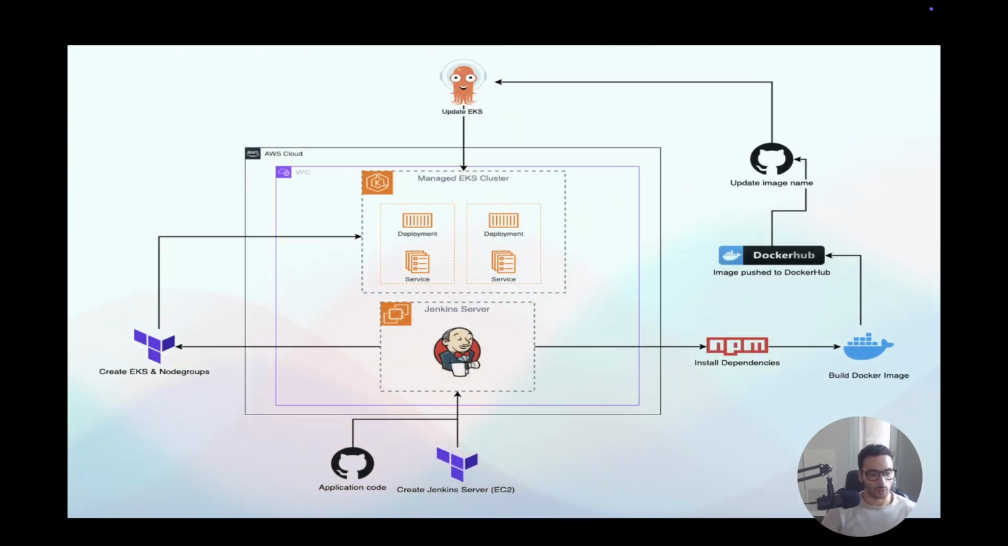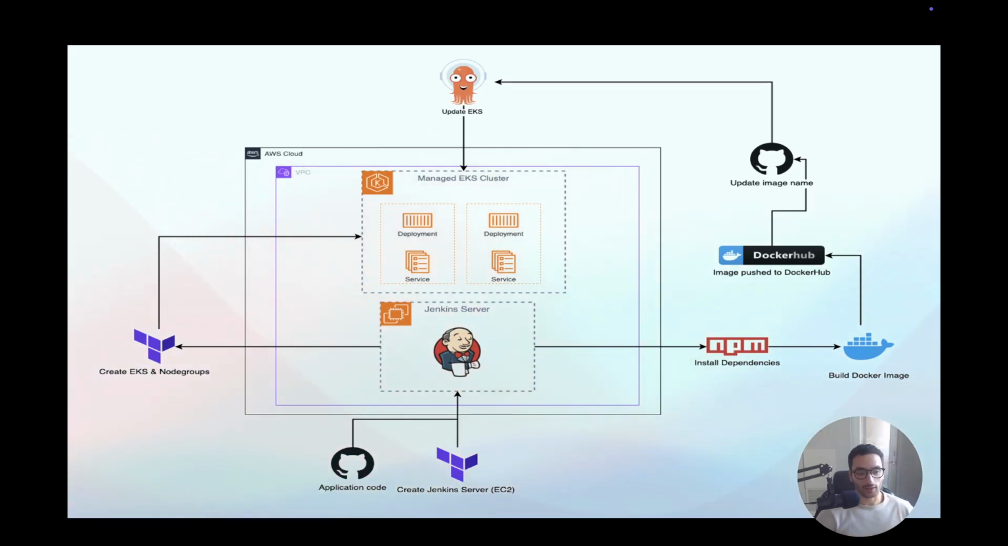So we'll have the application code hosted in GitHub. We'll define the Terraform for creating the Jenkins server, which will be deployed on an EC2 server. From Jenkins, we will create a CI/CD pipeline, which will launch Terraform code to create EKS and node groups. So everything will be created through infrastructure as code with Terraform.